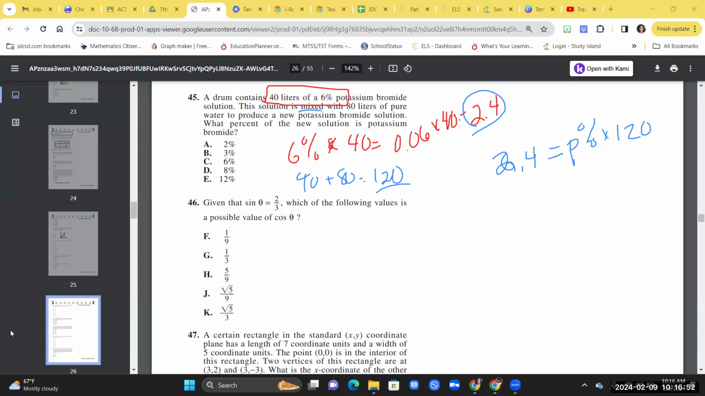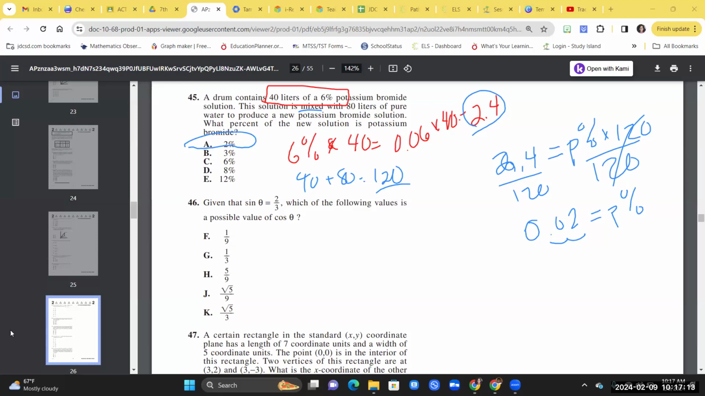All right, so we multiply, then divide by 120 on both sides, so we got percent is equal to 0.02. Then, of course, if you know percent, shift 2 times, 2%.